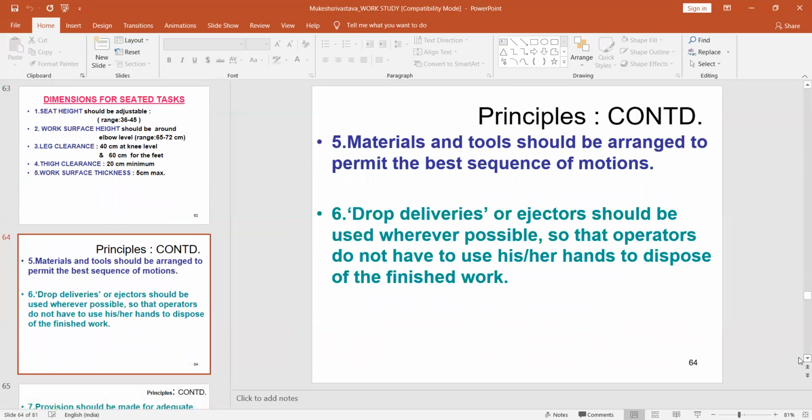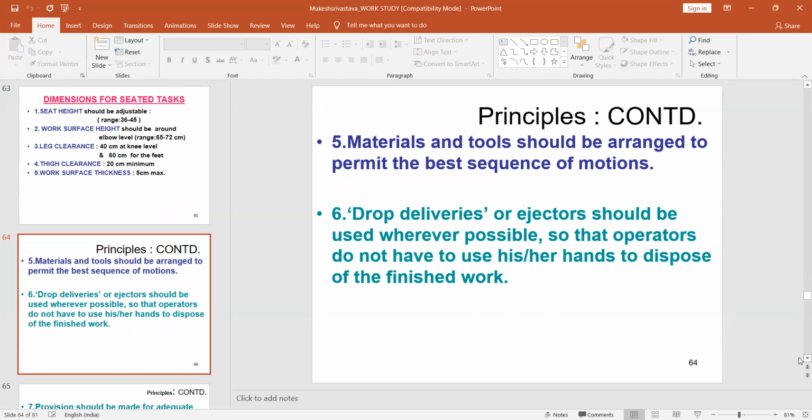Now, materials and tools should be arranged to permit the best sequence of motion. You know, when you are working on a machine, manufacturing some particular product, you know what material and what tool will be utilized first and what should be utilized second. That means you need to make a sequence. So the materials and the tools should be put in sequence so that you can use them accordingly.